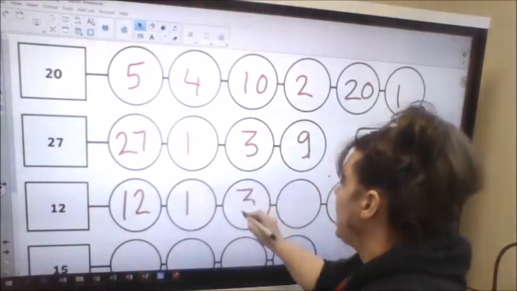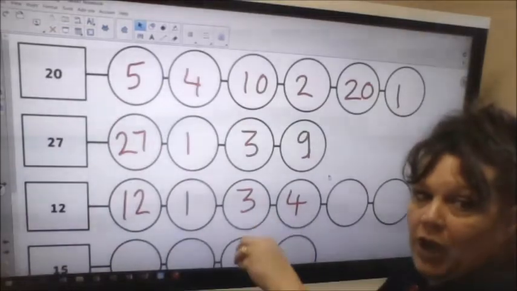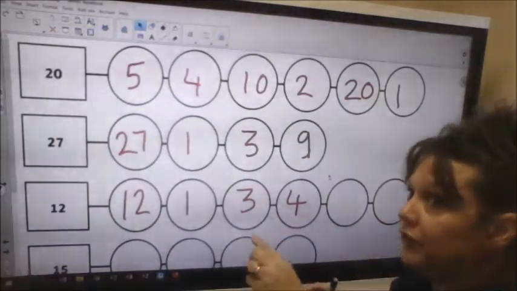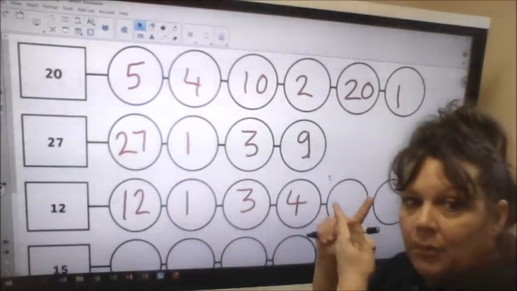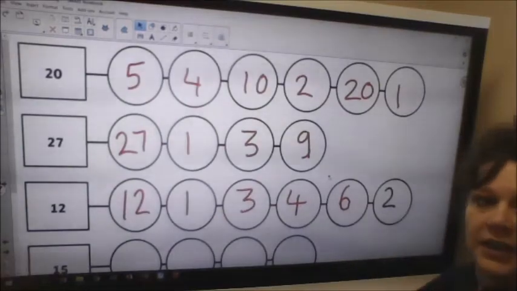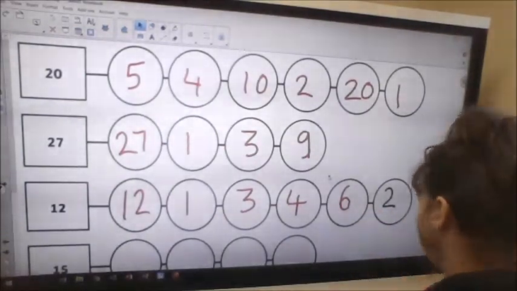So 3 and 4 are factors of 12 because they go into 12 without leaving any remainders. And then I also know that 12 appears in my 6 times table and my 2 times table. So 12 is a factor, and 6 and 2 are factors of 12.